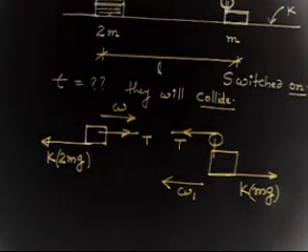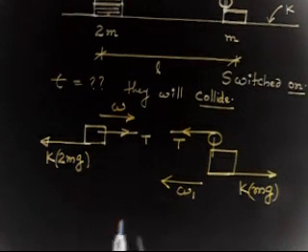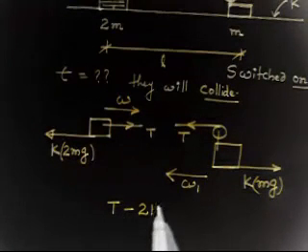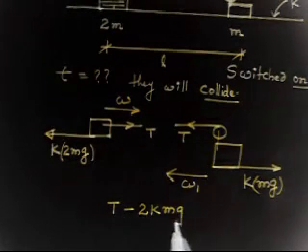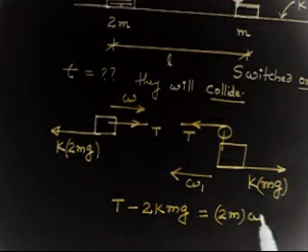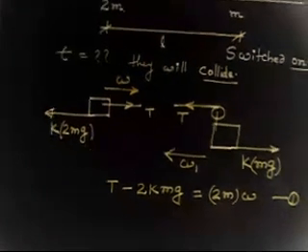So I have to find basically w1. I can write the equation for this. So T minus 2kmg is equal to mass into acceleration. This is equation 1. Basically I know the w.